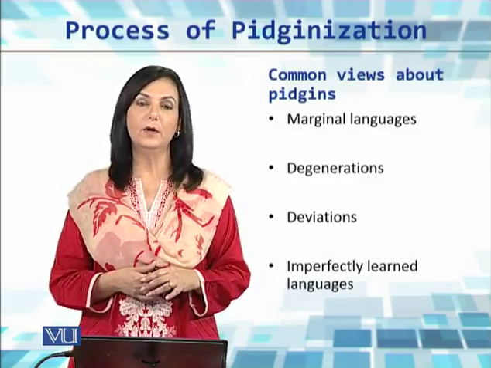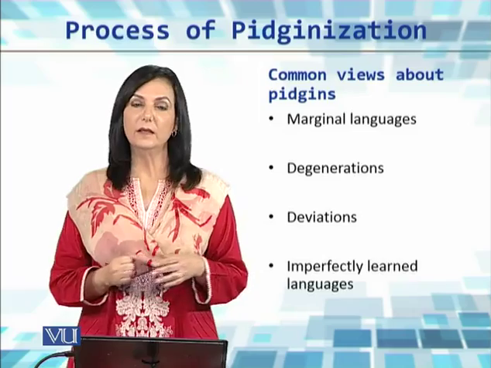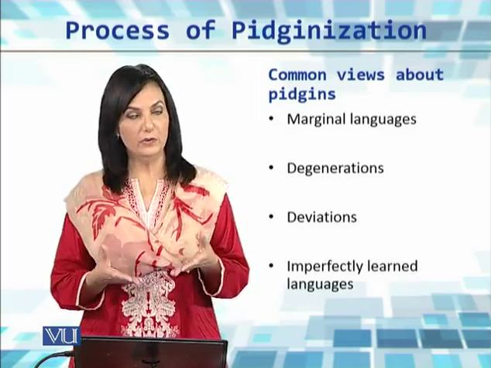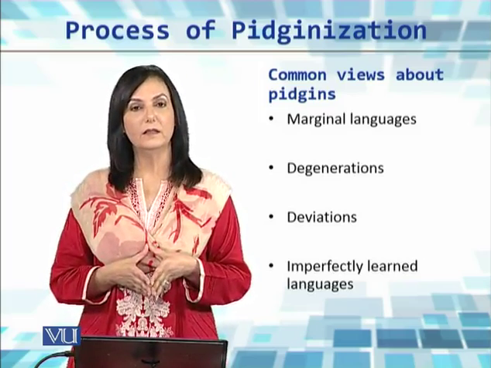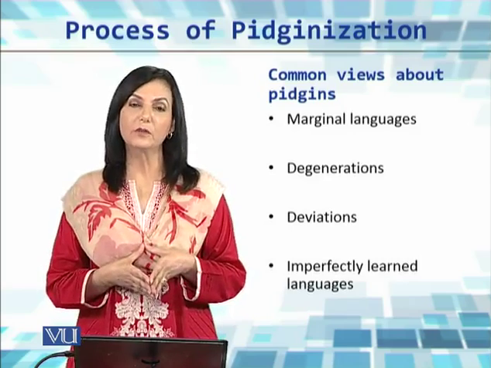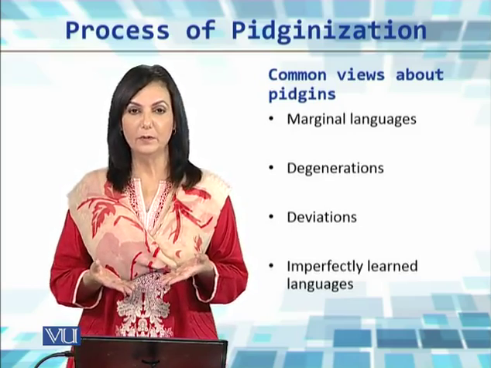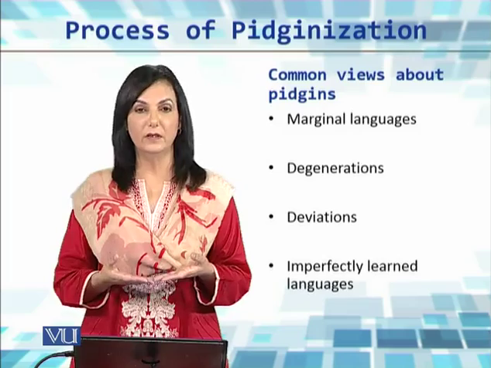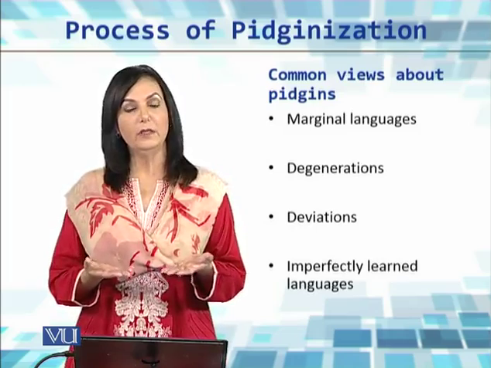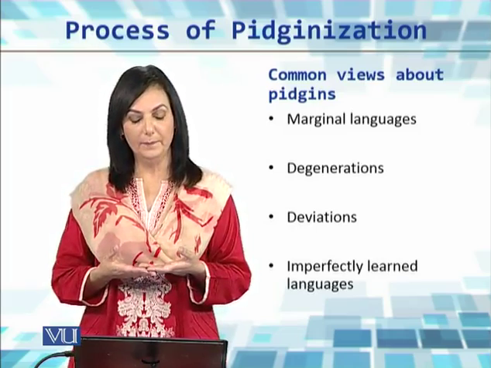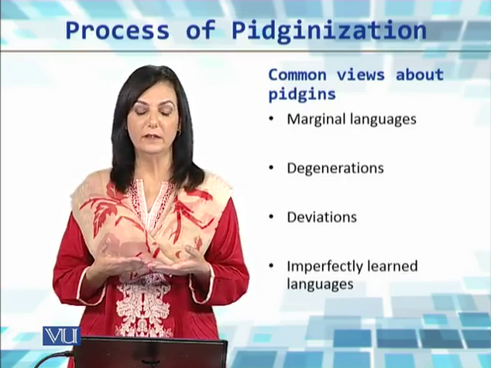Let's take a look at some of the views that people have about these pidgins. People consider them as marginal languages, although there's a lot of interest now among linguists in the study of pidgins. They are still considered marginal languages because of the circumstances of their origin. They originated from slaves. They were used by slaves who were considered inferior, and only saying that the language belongs to slaves suffices to indicate how they are considered marginal because of their background.